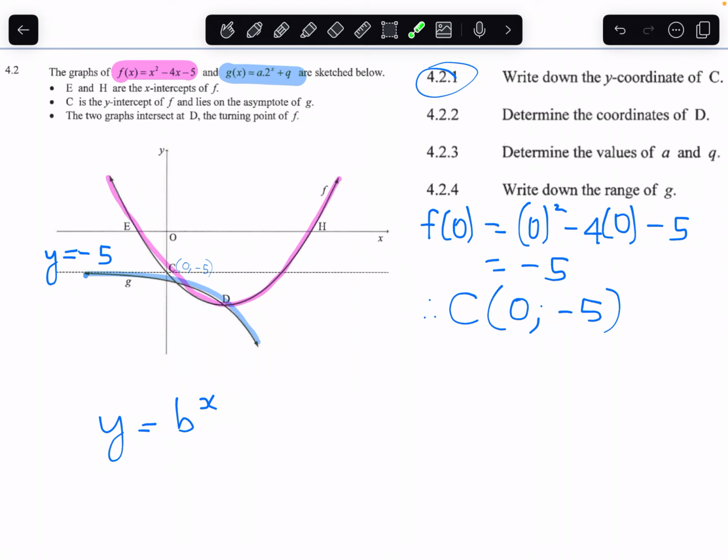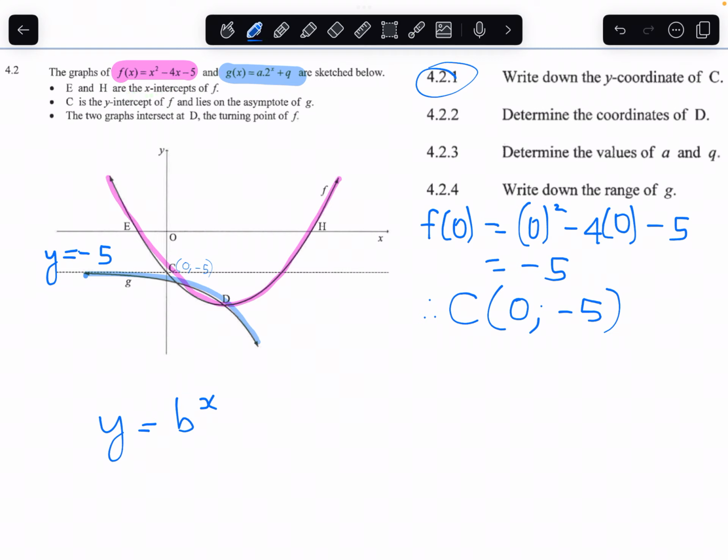Where I'm getting at is, in as much as D is a point of intersection between these two, we don't have enough information to do a simultaneous equation situation, or to say this is equal to this and let's figure out which x value makes it true, right? So then we use the other piece of information we've been given about D. We've been told that D is the turning point of f. So I'm going to try and find the turning point of f using this equation.